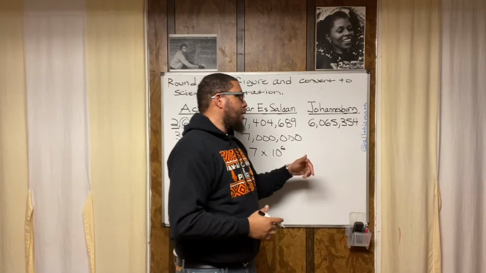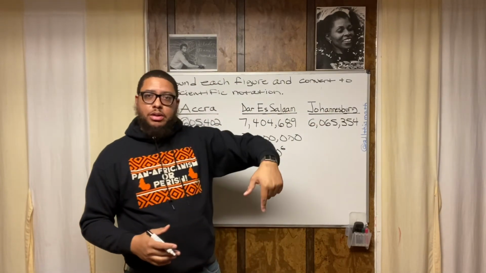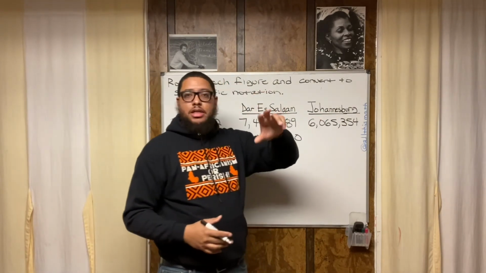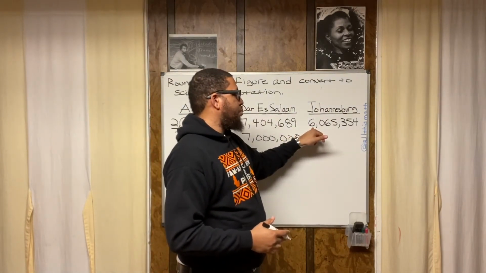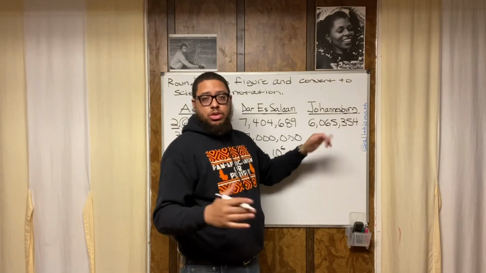And then last but not least, we go to Johannesburg. We go down south, to the south side of the continent of Africa. And then we round this. This is 6 million. To the right, we have a 0. So we're going down to 6 million.